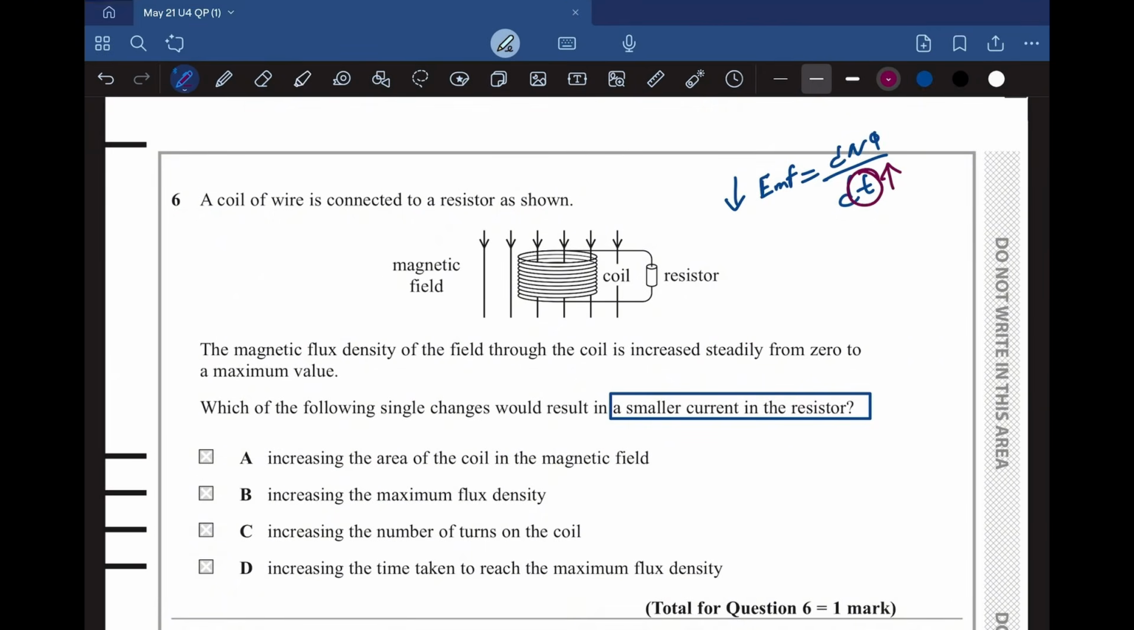So our correct answer will be D. And why are we decreasing the EMF? Because decreasing the EMF decreases the current flowing through the coil, which decreases the current flowing through the resistor as well, since both of them are connected in series.